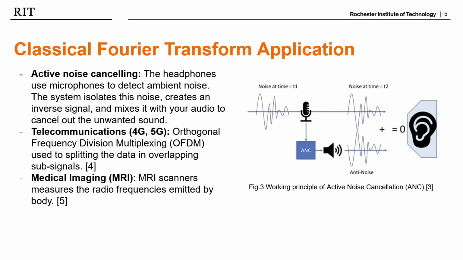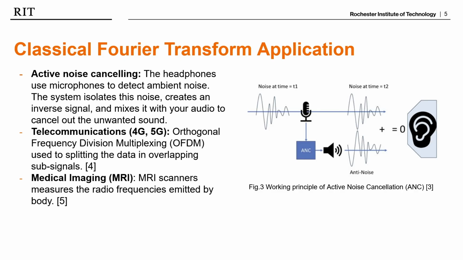The classical Fourier transform appears in many everyday technologies, even if we are not aware of it. Common examples include active noise cancelling, telecommunication, and medical imaging, such as MRI. Most modern headphones offer active noise cancelling. The headphones capture the background noise, analyze it in the frequency domain, generate an inverted or anti-noise signal, and mix it with the original noise so that the sound waves cancel each other.